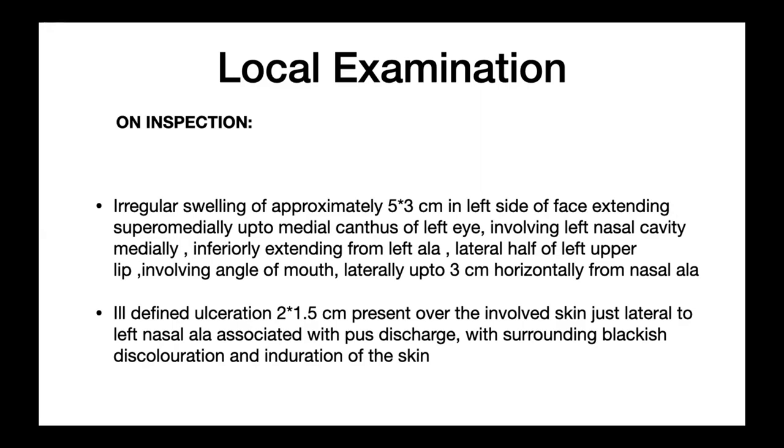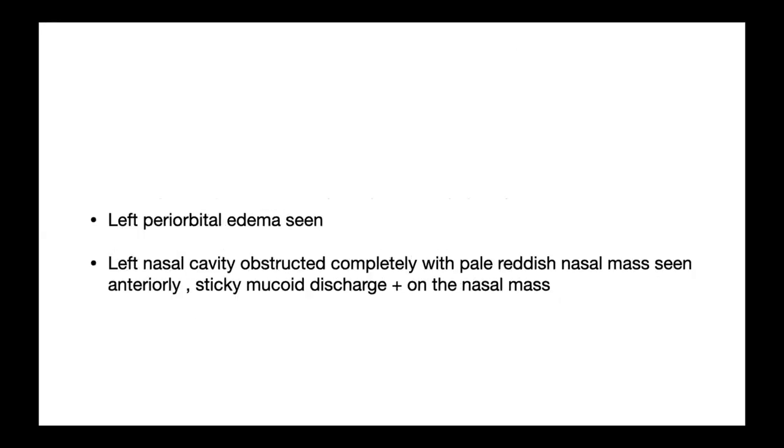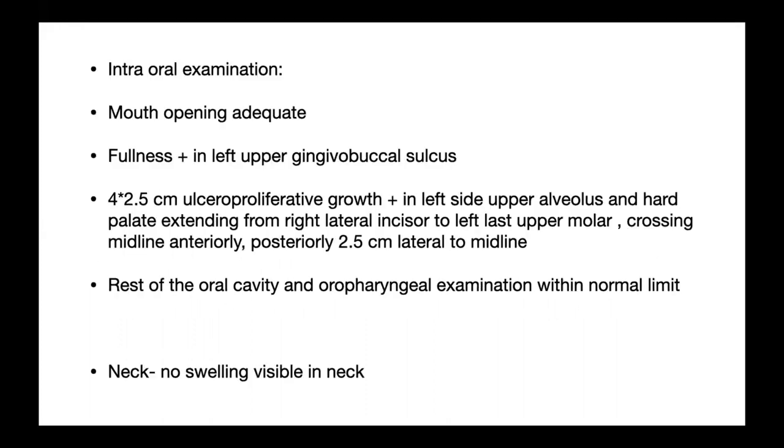Also, there was an ill-defined ulceration of 2 into 1.5 centimeter present over the involved skin, just lateral to the left ala, associated with pus discharge with surrounding blackish discoloration and induration of the skin. Left periorbital edema was seen. Left nasal cavity was obstructed completely with a pale reddish nasal mass, which was coming till the anterior nares, and sticky mucoid discharge was present on the nasal mass.